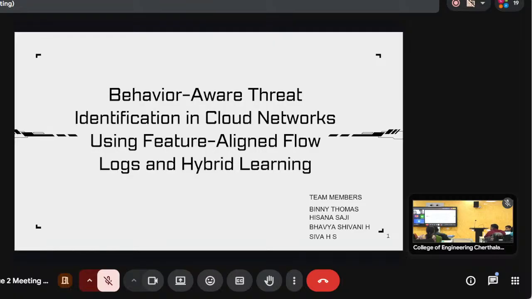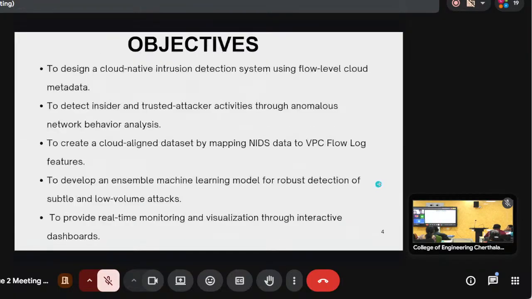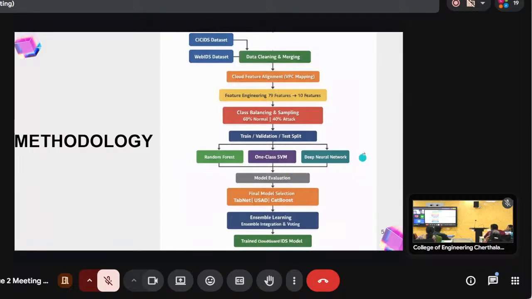Okay, ma'am. So can you take that methodology slide? So, what is that train validation test split? Then 3 types of classifiers. The thing that we did, we first tested the heavy machine learning models, that is TabNet, XGBoost, and CatBoost, that use many resources actually. So first we tested the diversity of data on multiple kinds of classes. For that we have validated on random forest, one class SVM, and deep neural network.